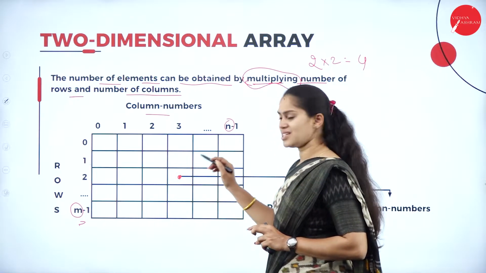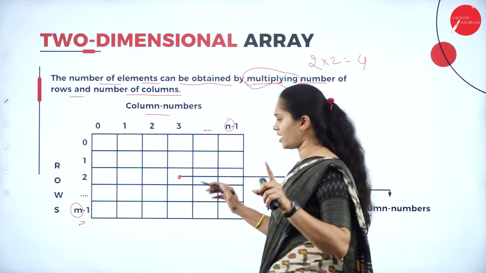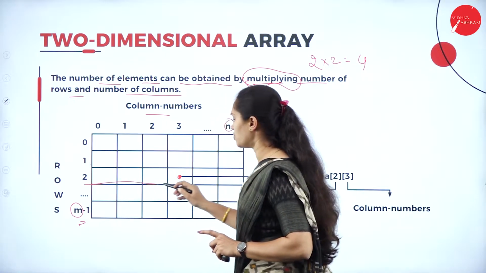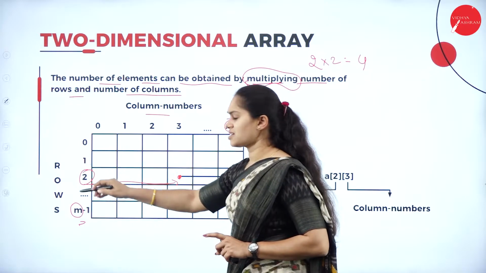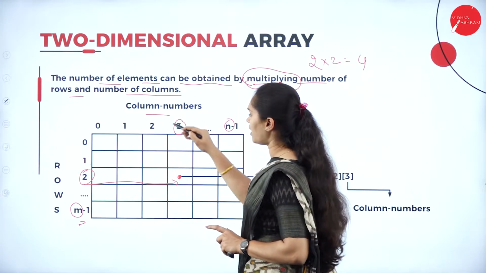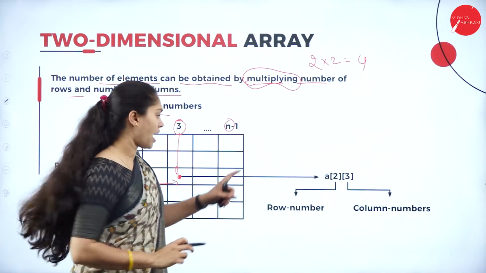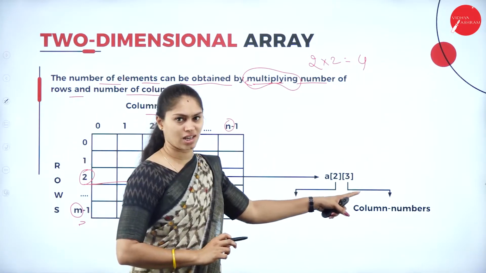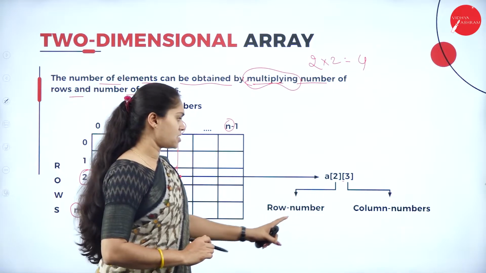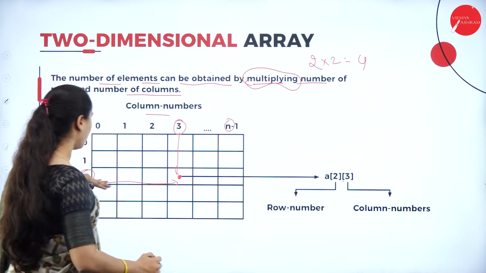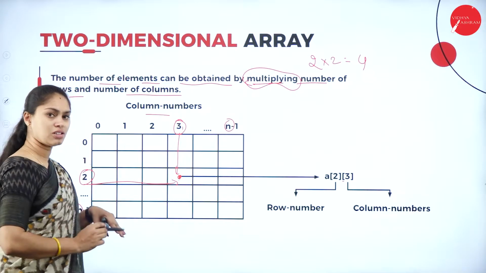I wanted to fetch this element. It is in the location called A of 2, 3. That is, the row is the second row and the column is the third column. So that represents the position as A of 2 and 3. So what does 2 cross 3 represent? 2 represents the row number here and 3 represents the column number.